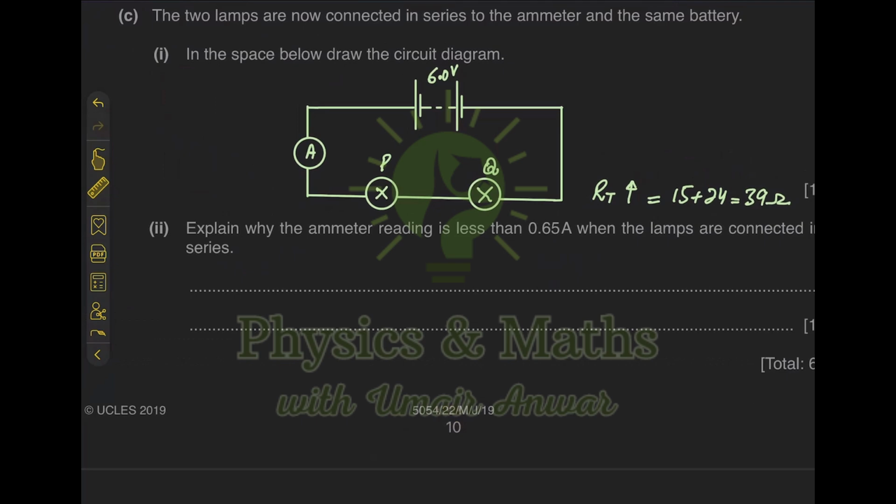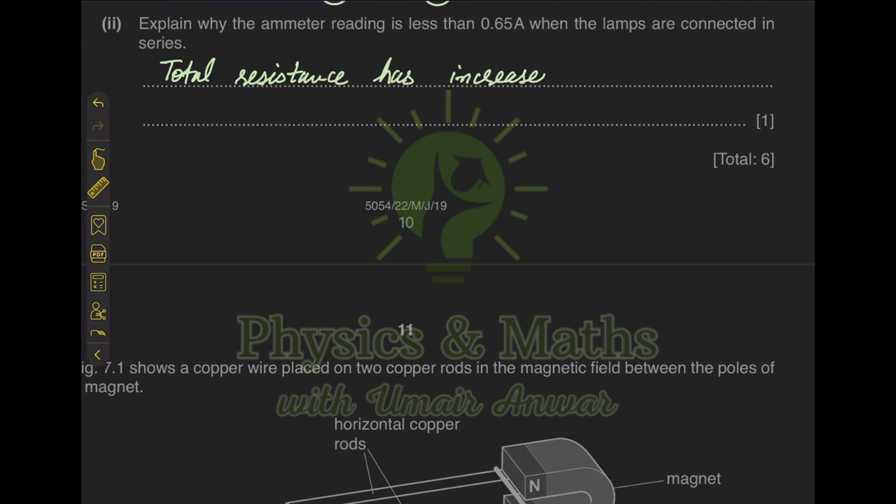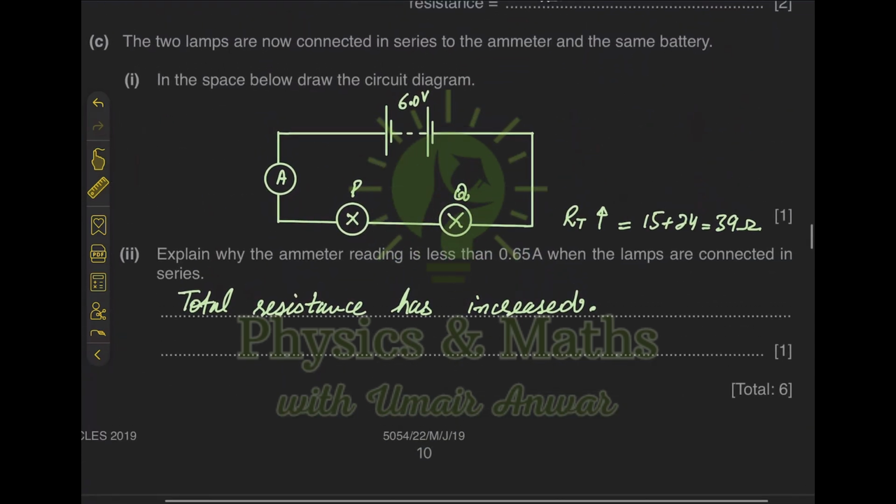So whenever a larger resistance is connected to a battery, lesser current is drawn from the battery, and when a smaller resistance is connected across a battery, obviously the battery is going to deliver more current. So I'm going to write that the total resistance has increased. This is why the value of current has decreased when the two lamps have been connected in series. The question ends here with this part.